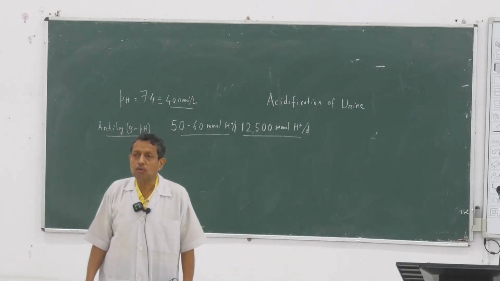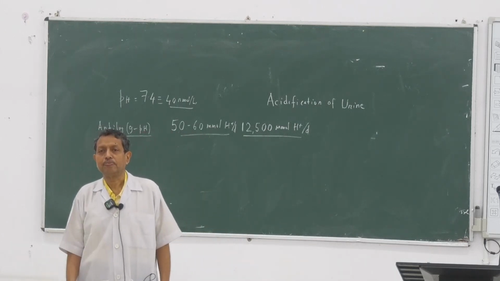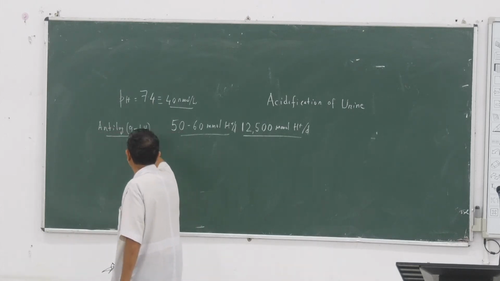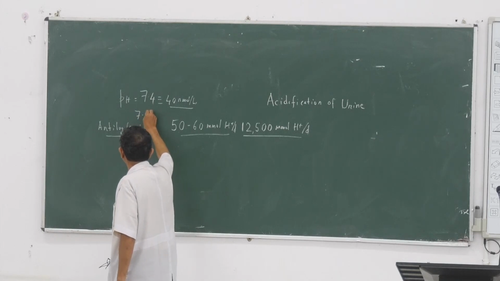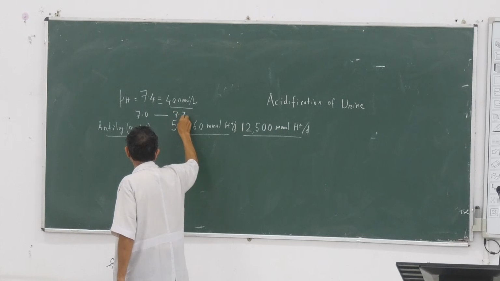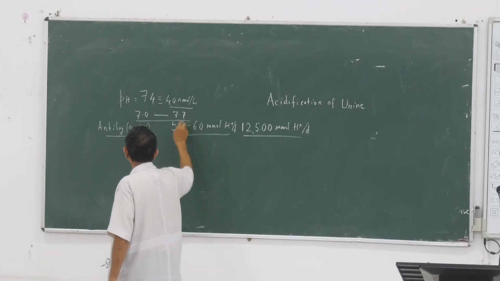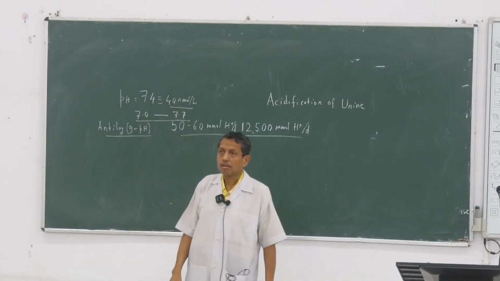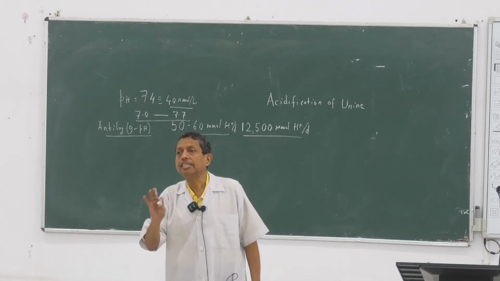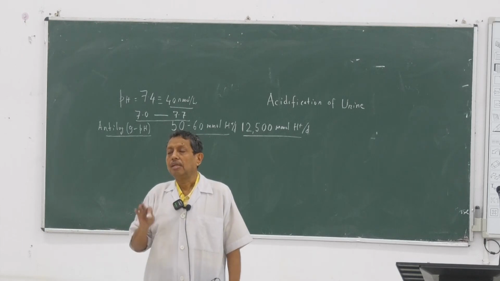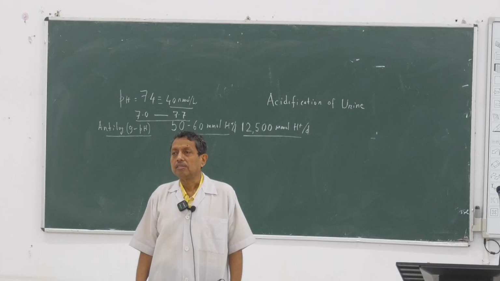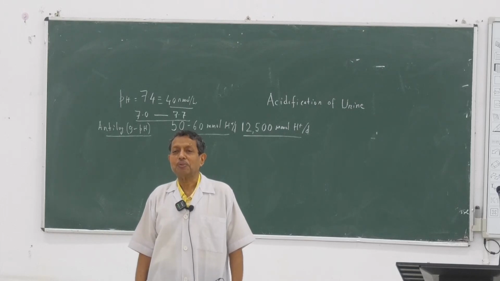And life is possible within a narrow range, pH 7.0 to 7.7. Within this pH, life is possible. Beyond this, it becomes impossible.